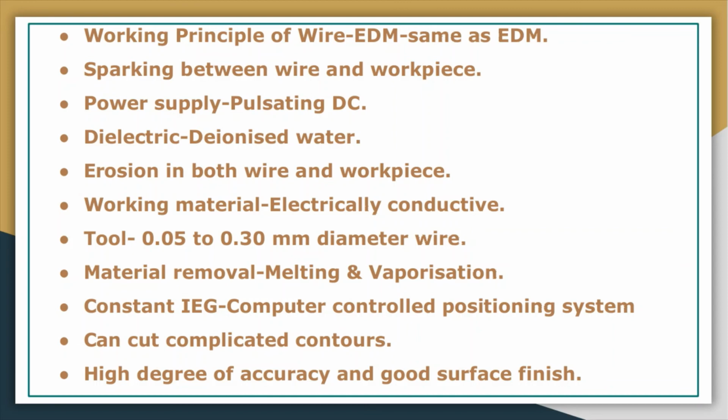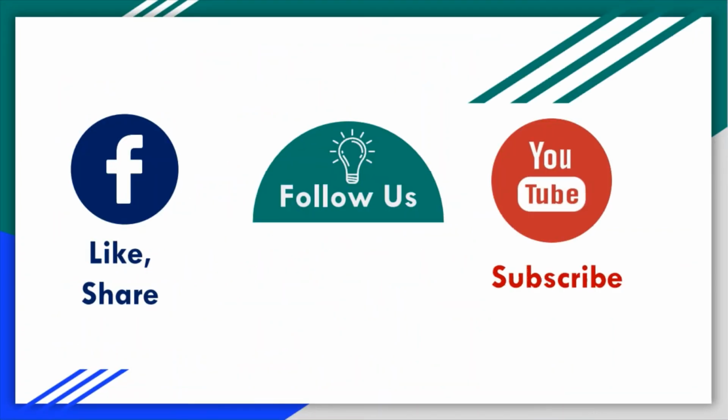It is the same concept as the EDM process, and a constant inter-electrode gap you have to maintain using the computer controlled positioning system. That is a very important point. Also, you can cut complicated contours. Any complicated contour can be cut using this wire EDM process with this positioning system. So you can get a higher degree of accuracy and good surface finish by using wire EDM. This is about the working principle, the first part of today's session.